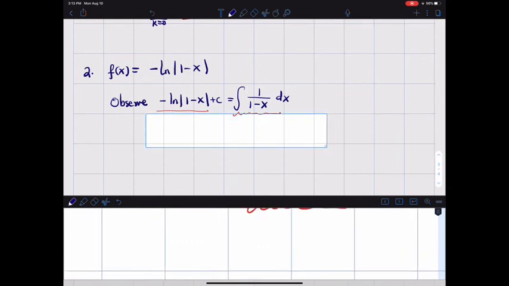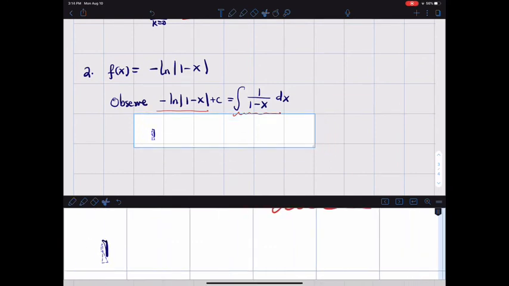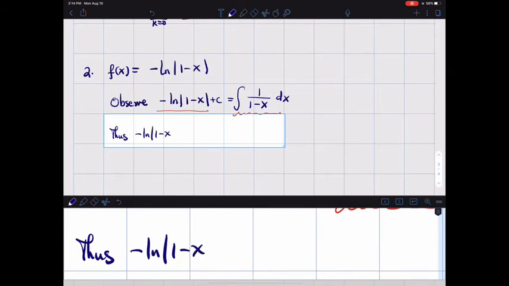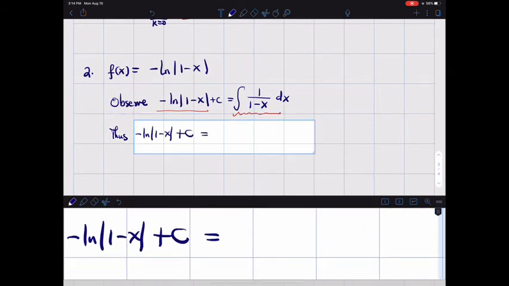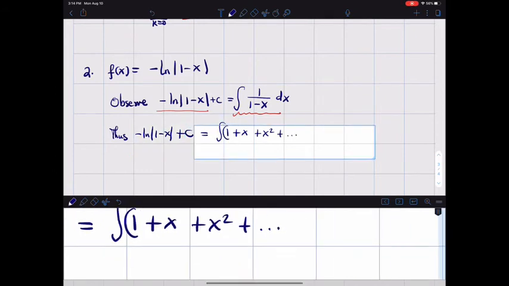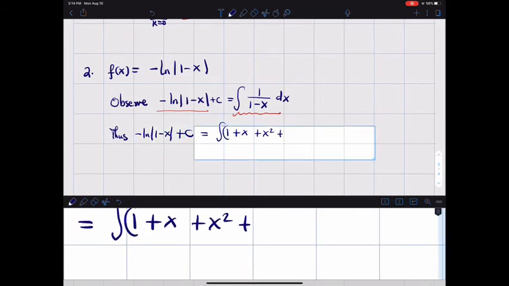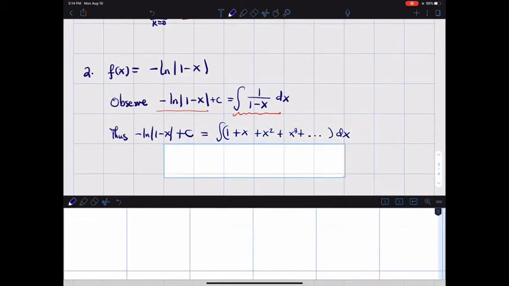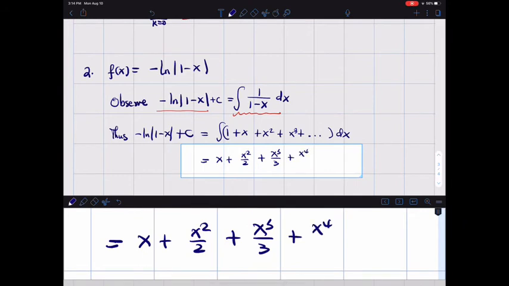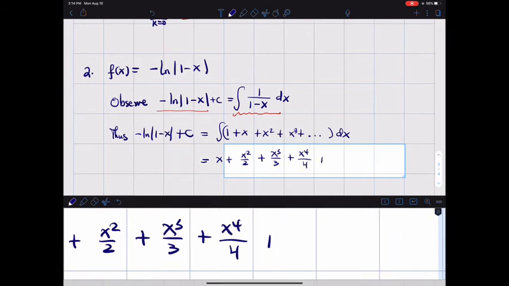All right, so we already know this means the natural log of the absolute value of 1 minus x plus some c is going to be the integral of 1 plus x plus x squared plus x cubed dx, which is equal to x plus x squared over 2 plus x cubed over 3 plus x to the fourth over 4, plus dot dot dot plus some c.